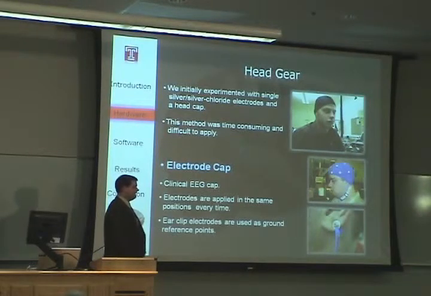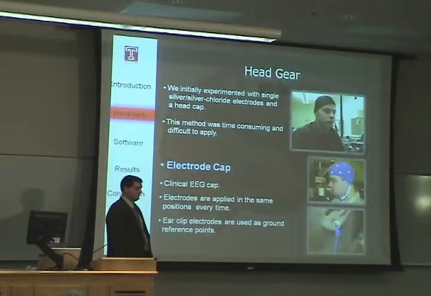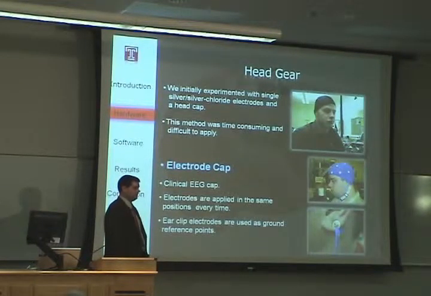Initially we had experimented with individual electrodes using a homemade cap, and this didn't work too well because we could only do 2 electrodes at the most, and it was very time-consuming to apply and relatively inaccurate. The electrodes kept moving around. So the final solution we came up with was an electrode cap. This is a professionally made clinical EEG cap. The electrodes are permanently attached in a 10-20 arrangement.